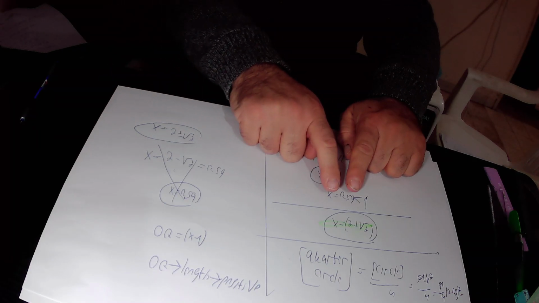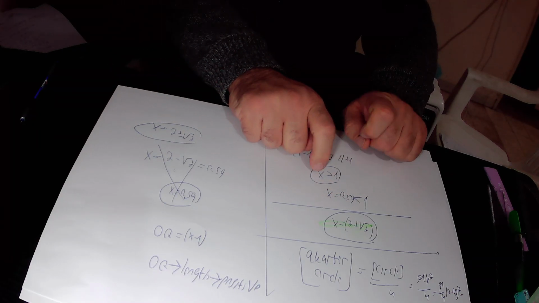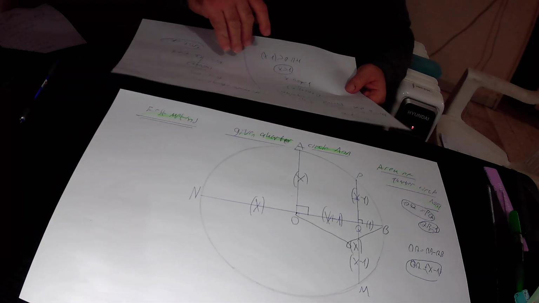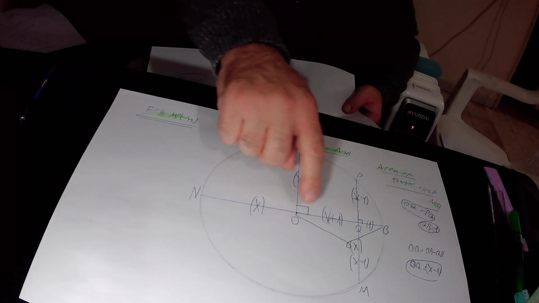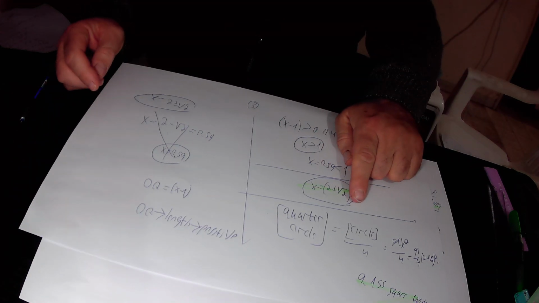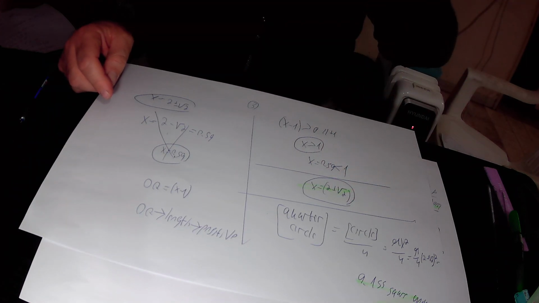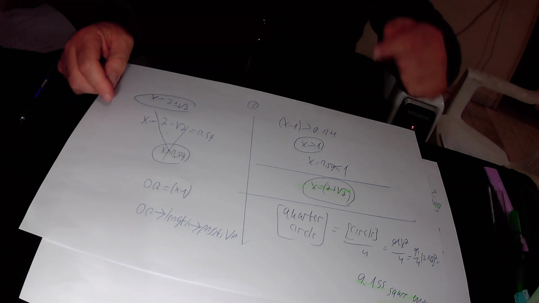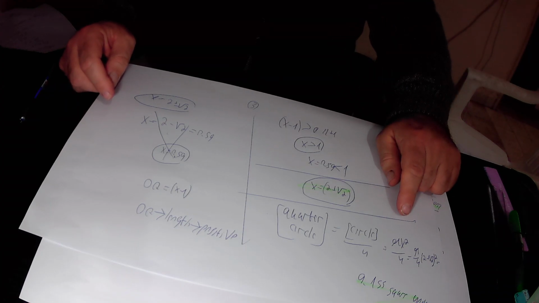X equals 2 plus square root of 2 units in its length. Our task is to find the area of this quarter circle AOB. The area of any quarter circle equals the area of the circle over 4. The area of the circle is pi x squared because x is the radius. So the area of the quarter circle must be equal to pi x squared over 4.